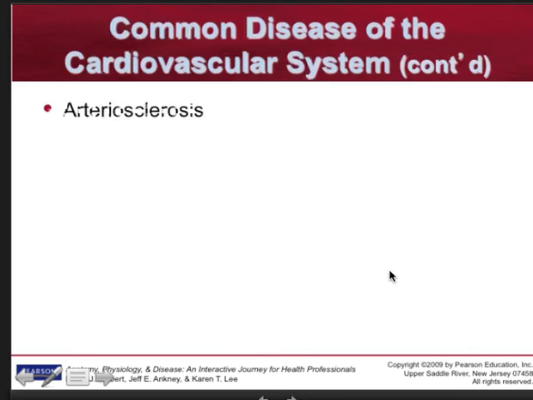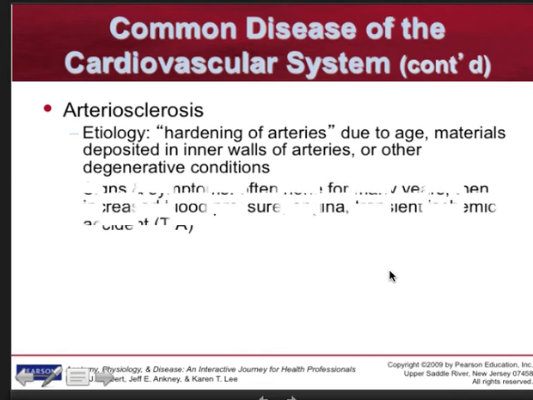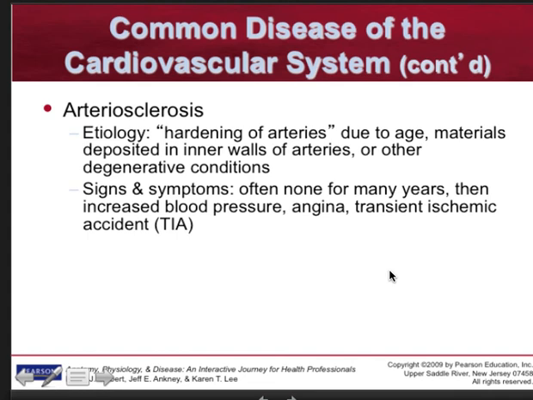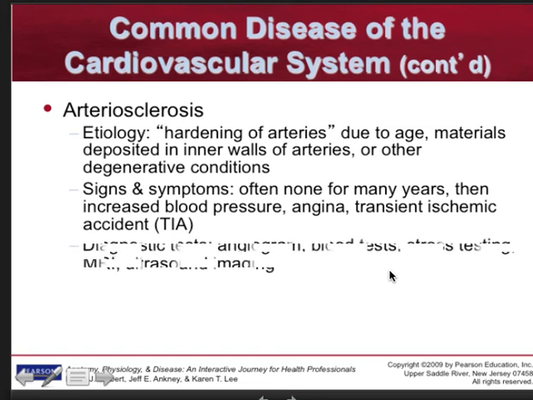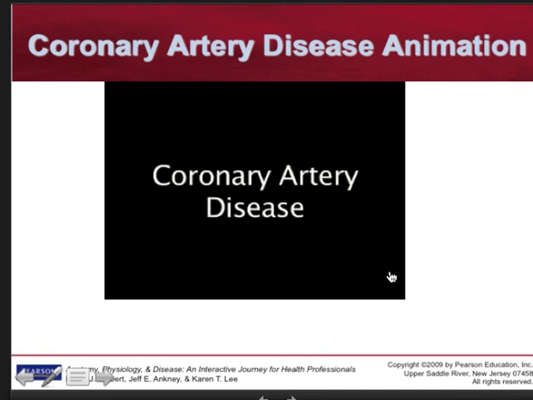Okay, arteriosclerosis is also termed hardening of the arteries, and it comes about as a result of age. Materials get deposited in the inner walls of the arteries, or other degenerative conditions. Signs and symptoms: there's often none for many years, and then you have increased blood pressure, angina, and transient ischemic attacks. These are called mini strokes or TIAs. The diagnosis is angiogram, blood test, and stress test, along with MRI and ultrasound. The treatment is improved diet and exercise, smoking cessation, stress reduction, balloon angioplasty, and surgical repair. And so here's a little bit on coronary artery disease.